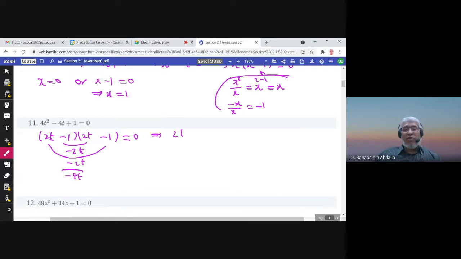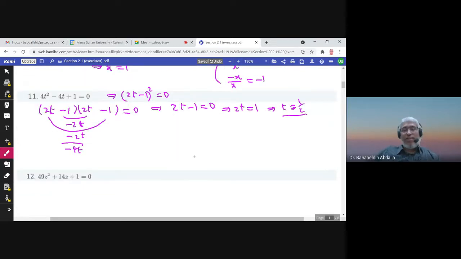So either 2t minus 1 is 0 or 2t minus 1 is 0. It is the same. Actually, this can be factored to 2t minus 1 all to the power 2 equals to 0. And then 2t minus 1 would be 0, and 2t is 1, and t is half, and that's the only solution of this equation.